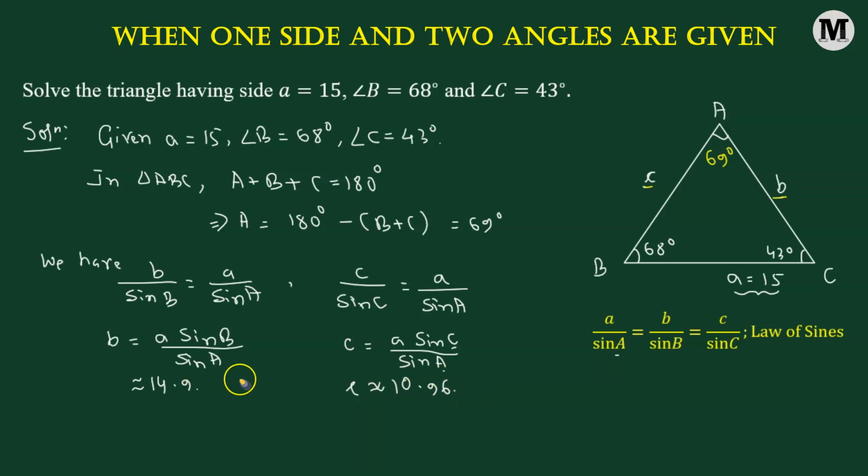So here we have successfully obtained the lengths of the sides. B came out as 14.9 units, and the length of side C came out as 10.96.